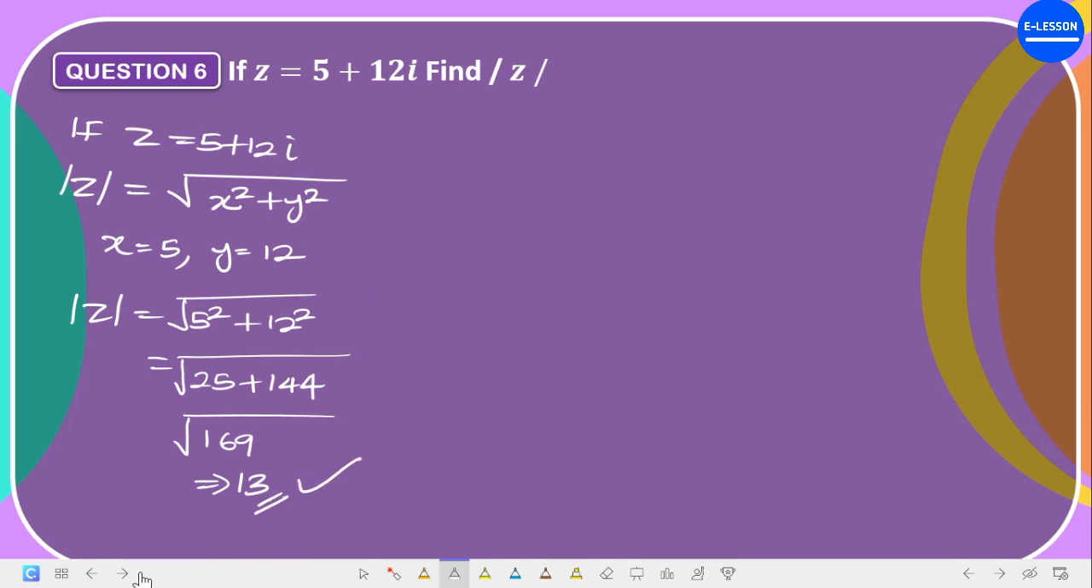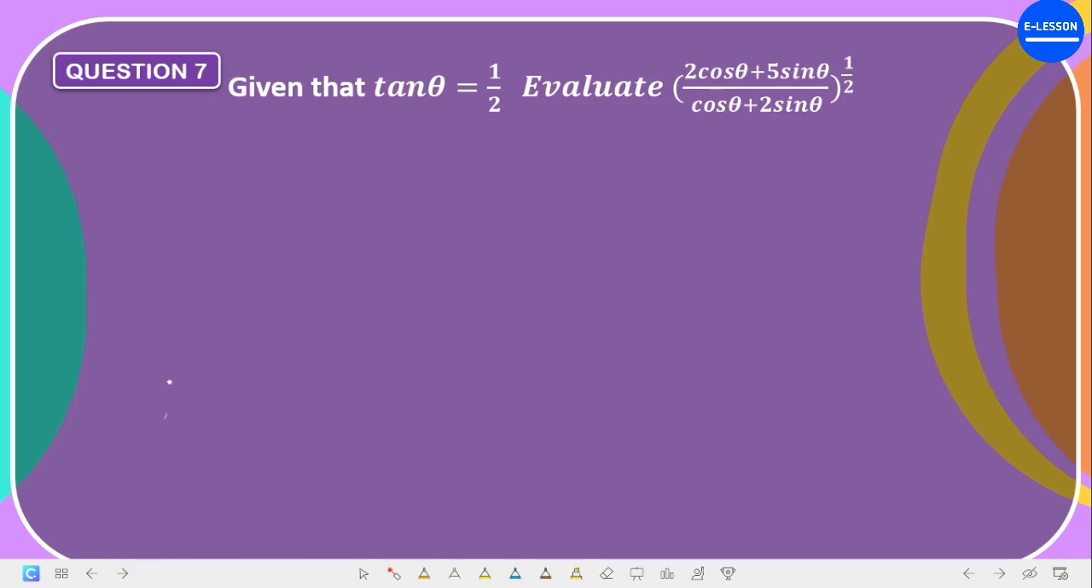You don't need much solving. Okay? Now, we are given this. Given that tan theta is equal to half, evaluate this. Now, first of all, what is tan theta? Here tan means opposite over adjacent.